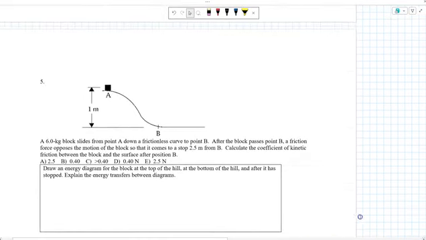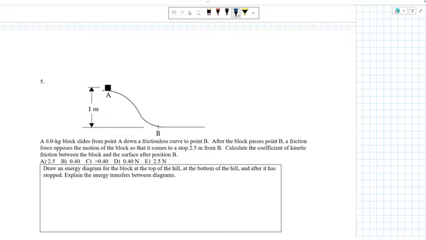The next one, we start off at the top and go to the bottom. At the top, we have potential energy, and we have friction opposing the block, so it comes to a stop 2.5 meters from B. I want the coefficient of kinetic friction between the block and the surface after position B.